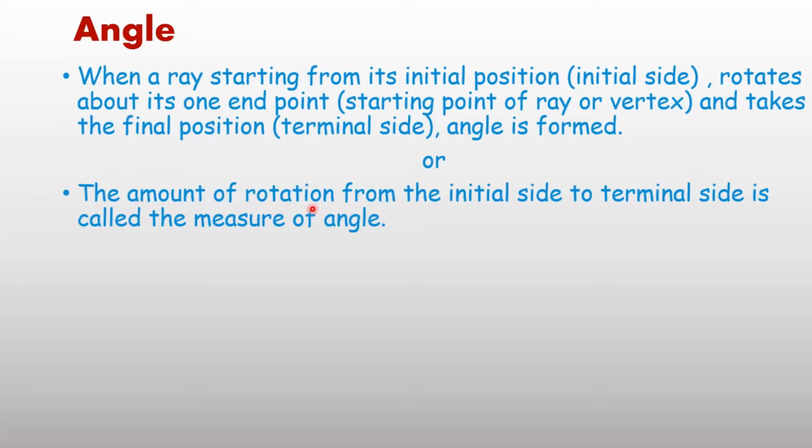The amount of rotation from initial side to terminal side is called the measure of angle. If the initial side or initial ray is given, and the terminal ray is given here, then if the initial ray moves, the amount of movement, with the starting point fixed, is this angle.